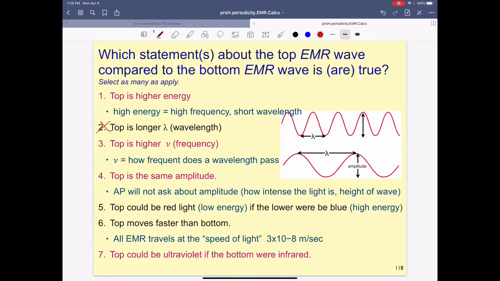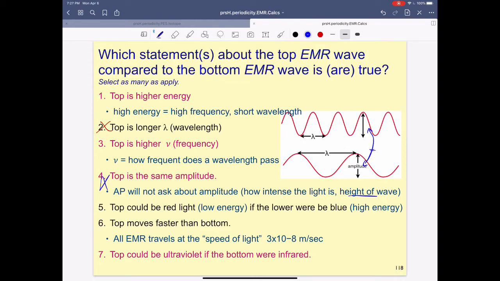Amplitude is not likely to be on the AP exam. I throw it in for when you're headed to physics. Amplitude is the height, and these are obviously equal. And so how bright a light is will be the height of a wave. We haven't seen that on the AP exam.